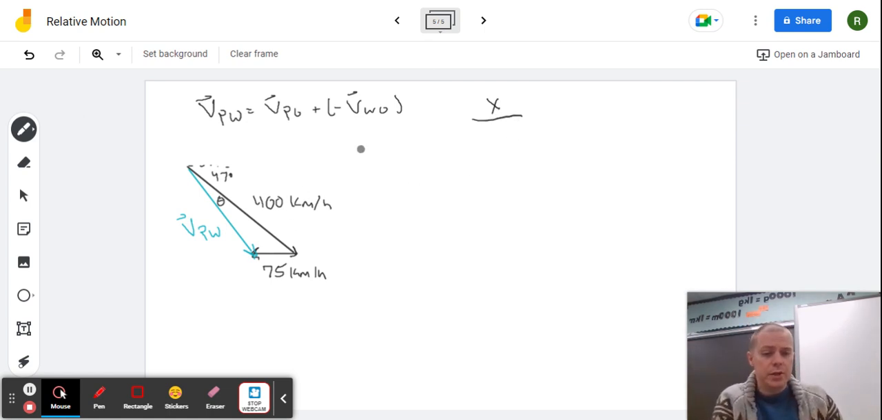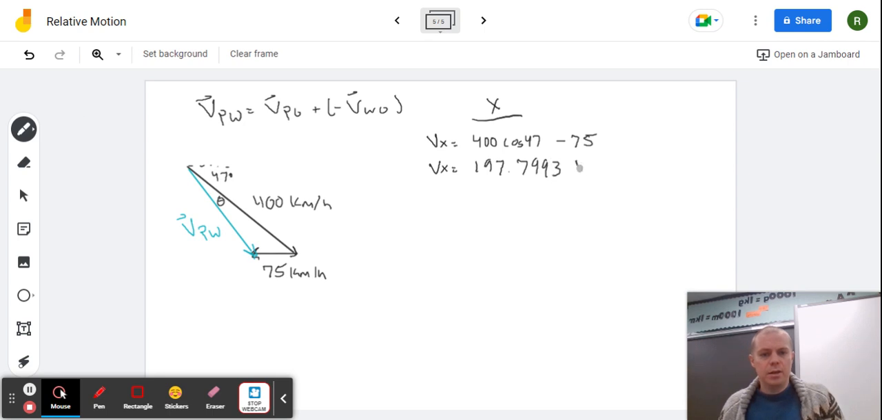So I have to break this vector into components. And just like we did with displacement, we can do the same thing with velocity. All the equations work the exact same way. So we have 400 cos 47, and this would be east. The 75 was west, so we would subtract that. Okay. We run that through our calculator, and we get 197.7993 kilometers per hour east.